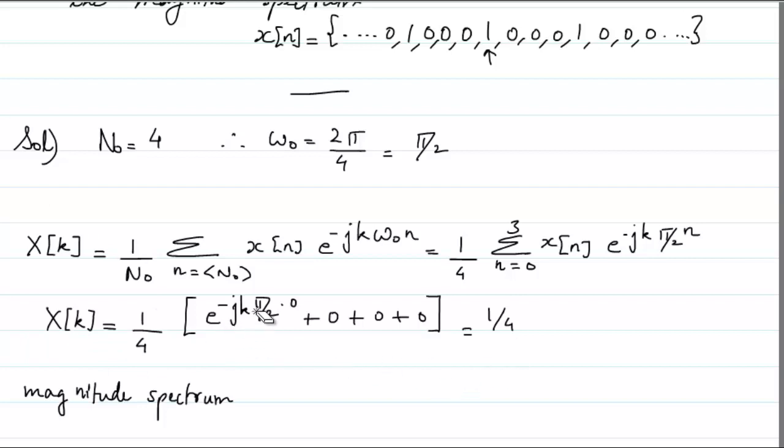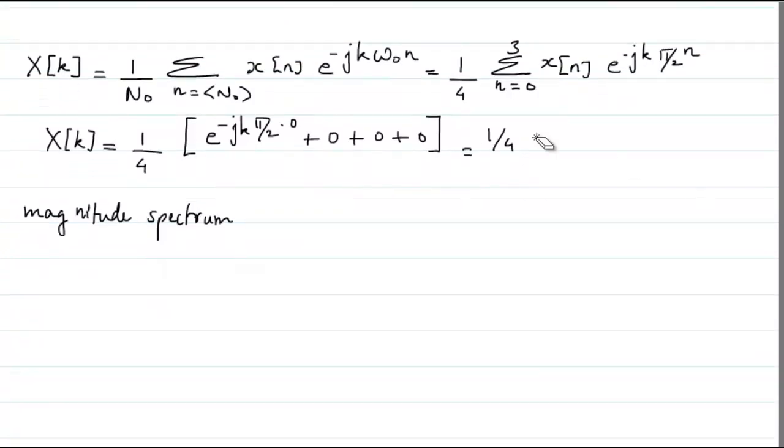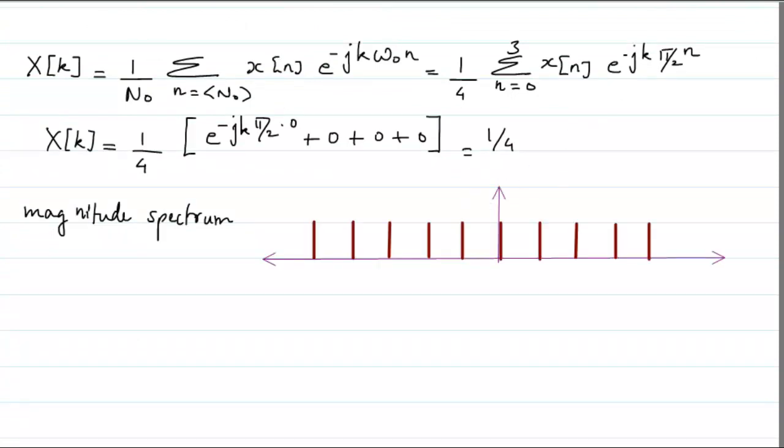Because the value of k does not matter, because for n is equal to 0, this whole term is going to be e raised to power minus 0, which is 1. So all the time your answer is going to be 1 by 4. So the magnitude spectrum, if I have to draw, I will draw like this. The x of k value is basically, let me draw it. So x of k, I can draw it like this.